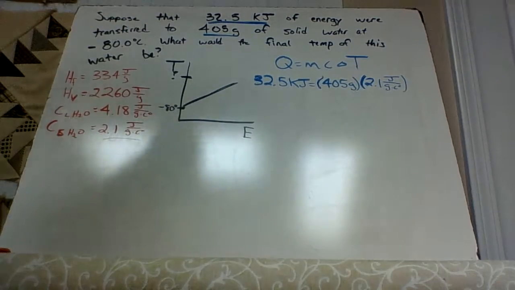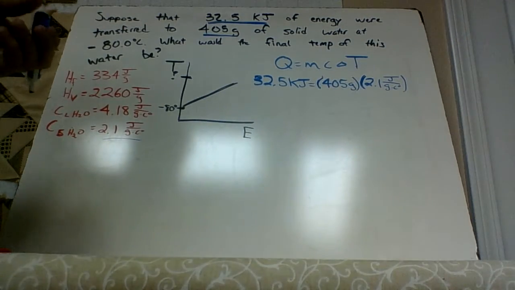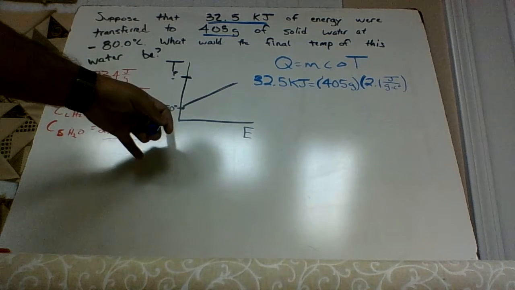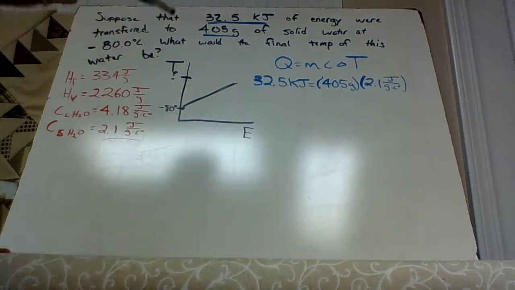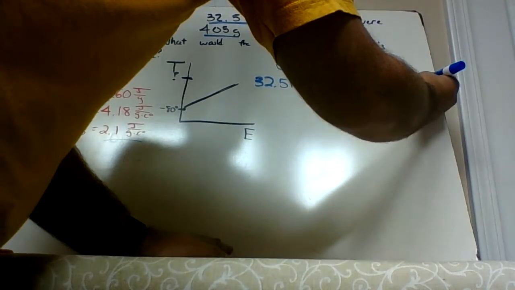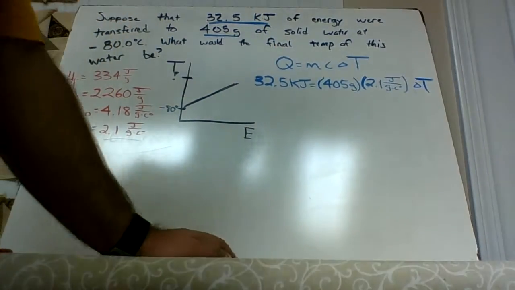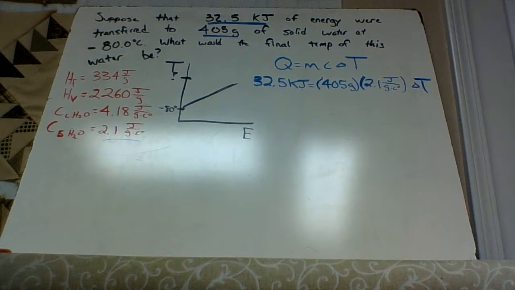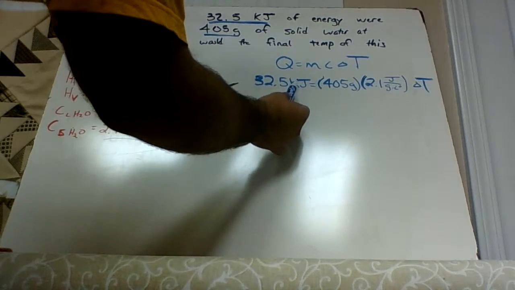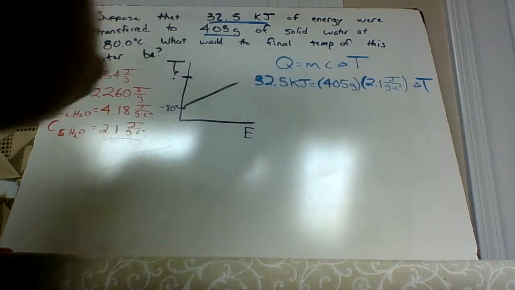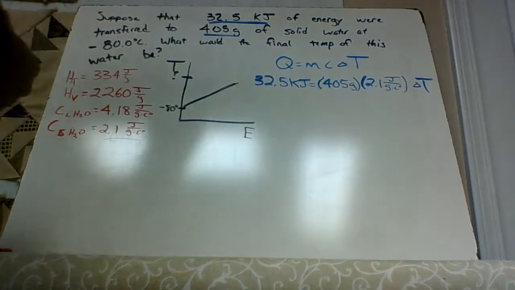And then delta T. That delta means change in temperature. I know what my temperature starts with, it's negative 80, but I do not know how much it changed. So I'm just going to leave that as delta T, or if you are more algebraic in mind, call that X. Now, how do I solve for this? There's a little bit of a problem. If I were just to solve for delta T, I'm going to get a really weird looking number, because I'm talking about kilojoules here, and joules over here. So I need to change these kilojoules to joules.